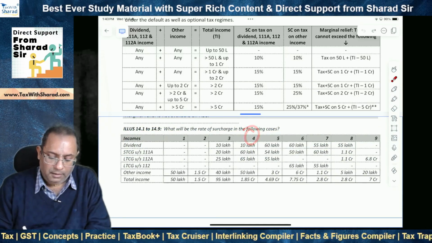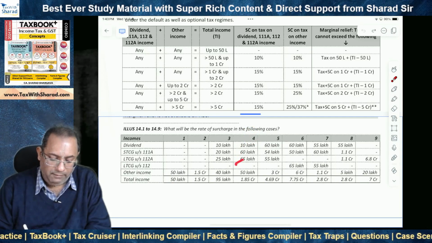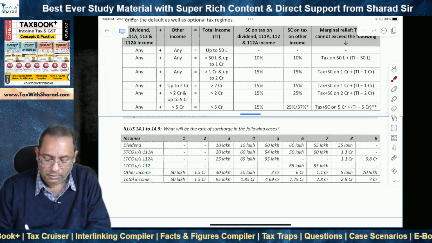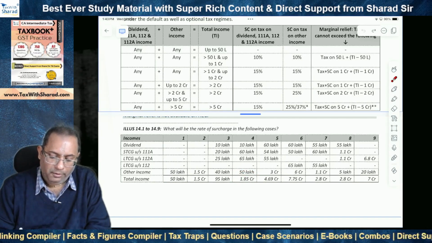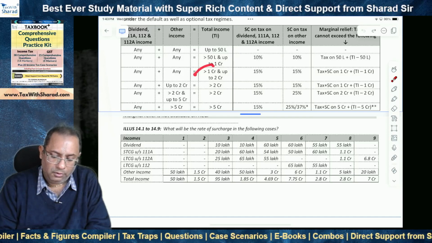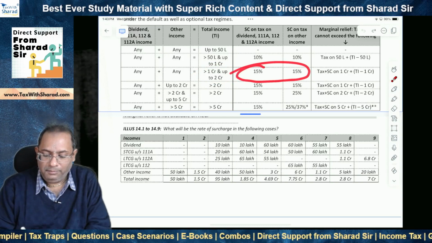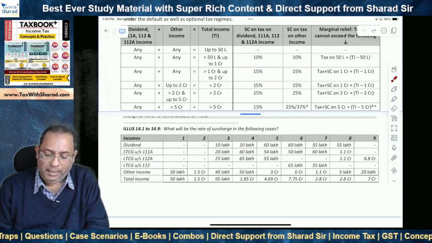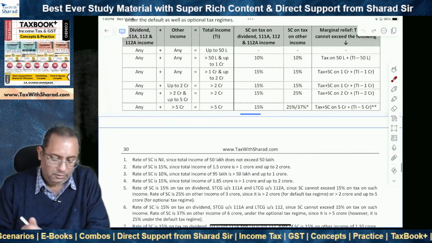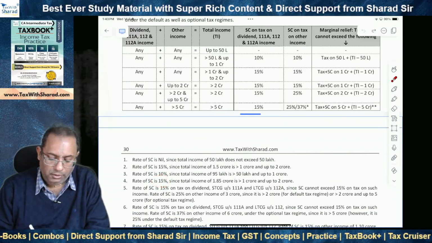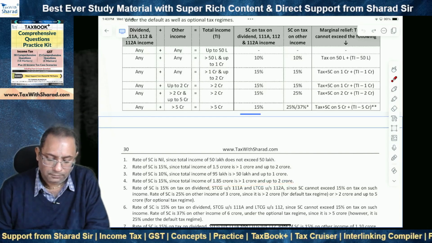Number 4. Dividend 10 lakh, 111A, 60 lakh, 112A, 65 lakh, and the other income is 50 lakh, and consequently total income is 1.85 CR. So 1.85 CR means total income is more than 1 CR and up to 2 CR. That means the rate of surcharge will be 15% in respect of tax on special income as well as on other income. So rate of surcharge will be 15% since total income of 1.85 CR is more than 1 CR and up to 2 CR.